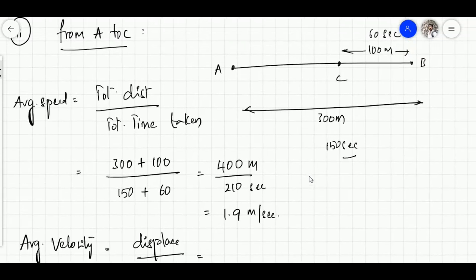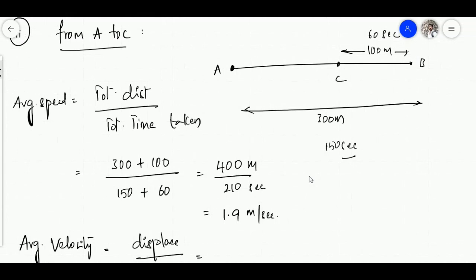What is the displacement? The shortest path from A to C is nothing but 100. The entire A to B is 300 and from B to C is 100. So 300 minus 100 will be 200 meters. Simple. So the displacement is 200 meters.